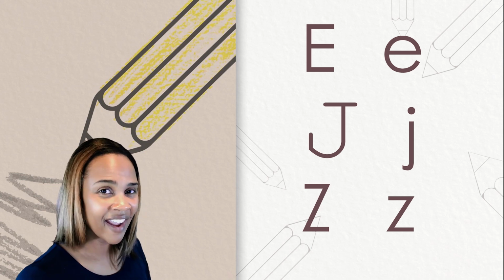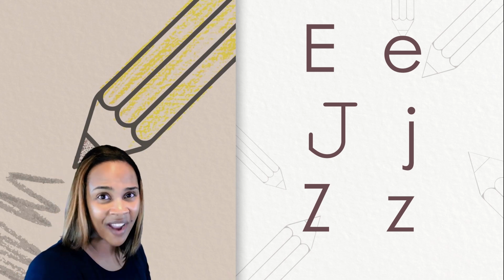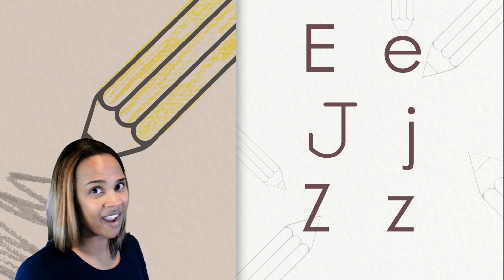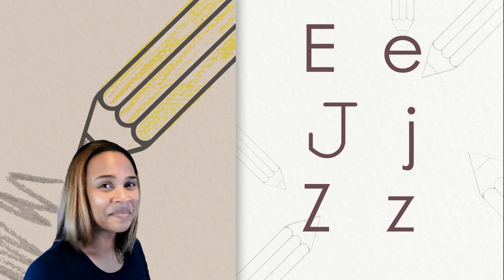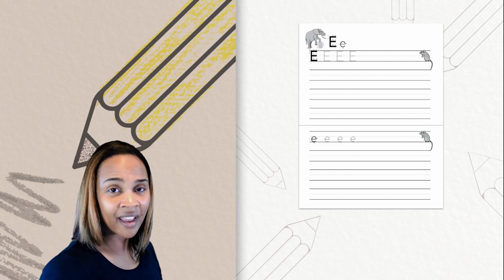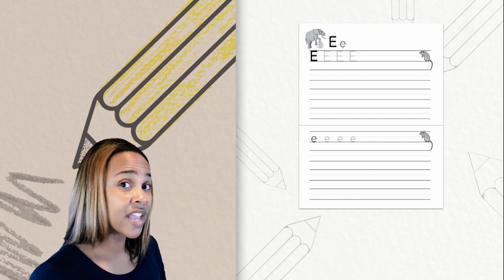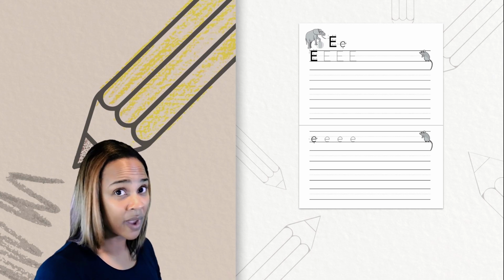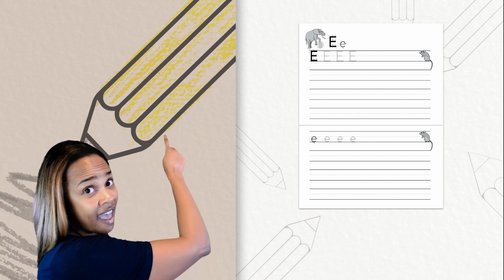Nice job skywriting. Now we'll really have some fun and practice writing our letters on our handwriting paper. Are you ready to practice writing? All right, let's get those pencils ready. We're going to start with our uppercase letter E first. Ready? Put our pencil at the headline.